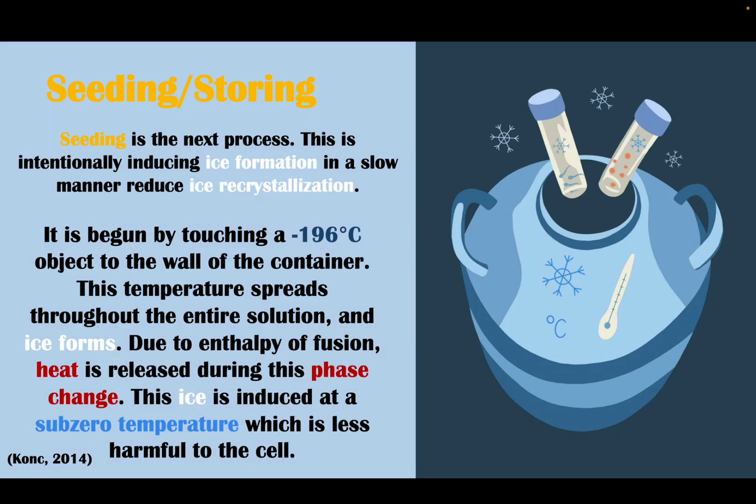Seeding is the next process. This is intentionally inducing ice formation in a slow and controlled manner to improve the cell's survivability and reduce ice recrystallization. It is begun by touching a negative 196 degrees Celsius object to the wall of the container to cool a small portion of the solution. This cool temperature then spreads throughout the entire solution while the environment remains at a steady temperature, and ice forms.